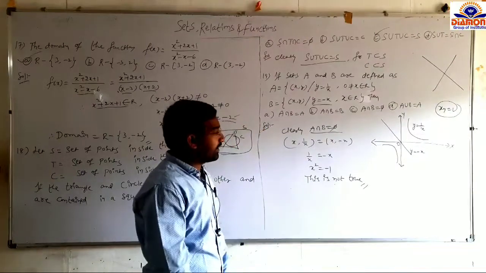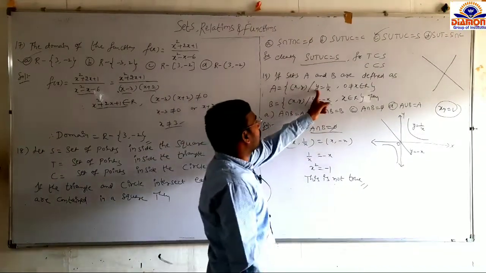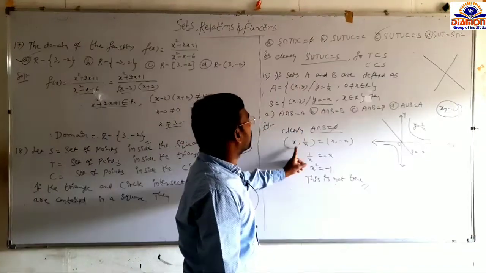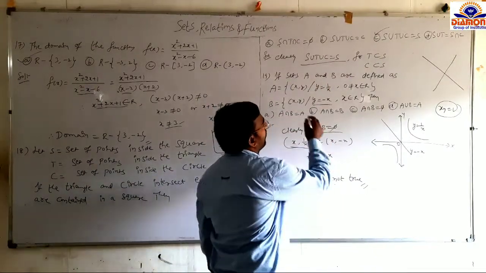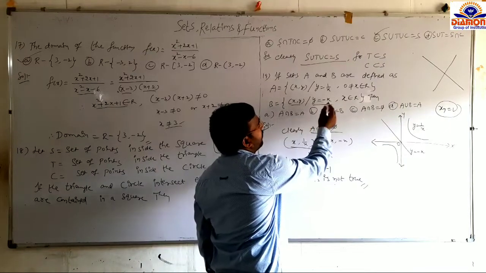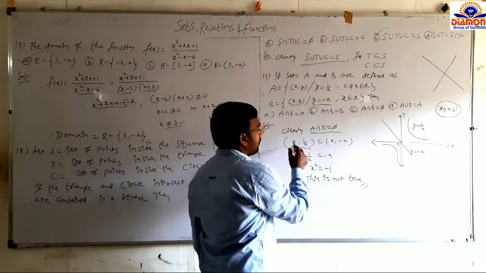If you take points also, what is the first one? X comma y is the point. So x comma y equal to what? X comma 1 by x. What is the second one? X comma y is nothing but x comma y equal to x comma minus x. So x coordinate is same.